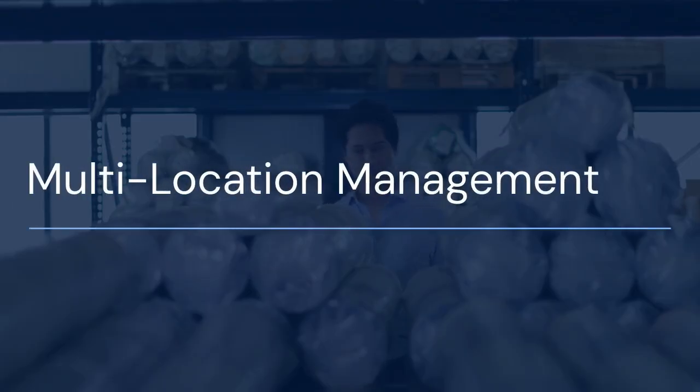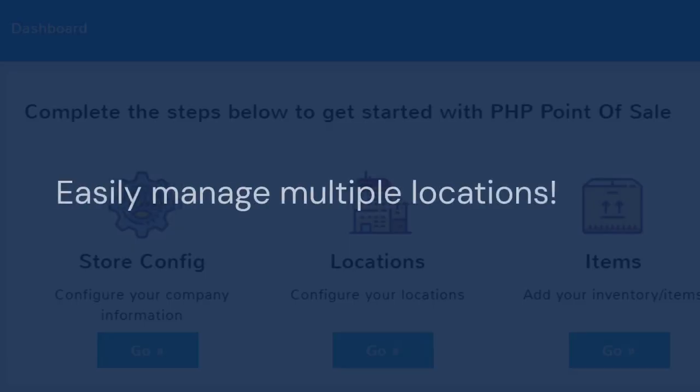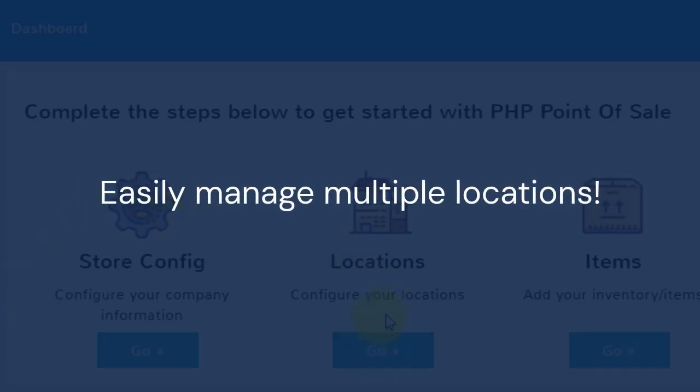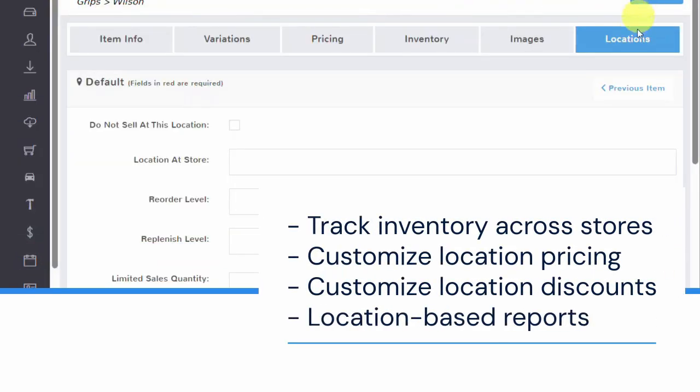Running multiple stores, PHP makes it easy to add and manage additional locations. You can track inventory across your different stores. You can customize pricing and discounts by location. You can run location-based reports for better business insights. Using multi-location management takes the guesswork out of your business. You now know what's going on where and when.